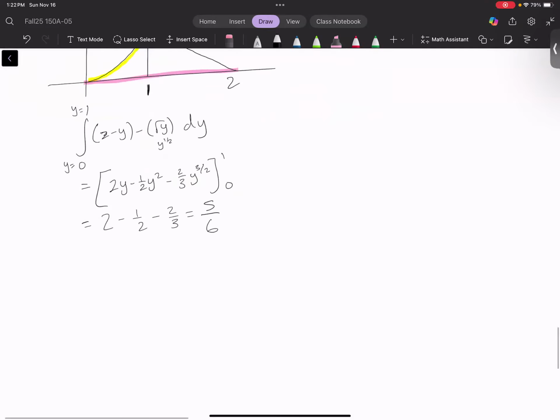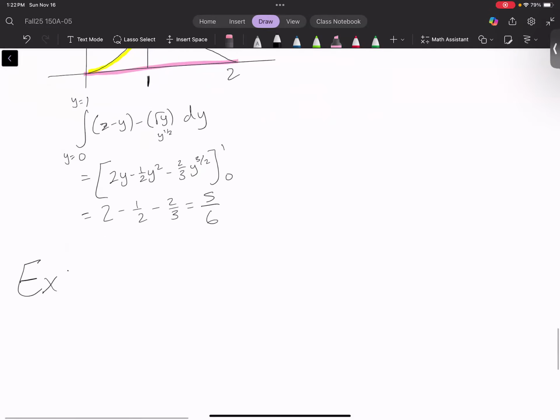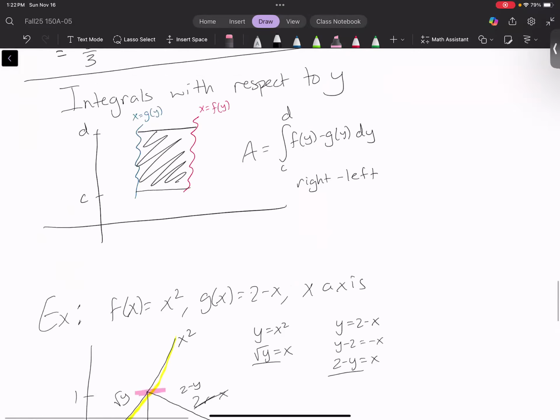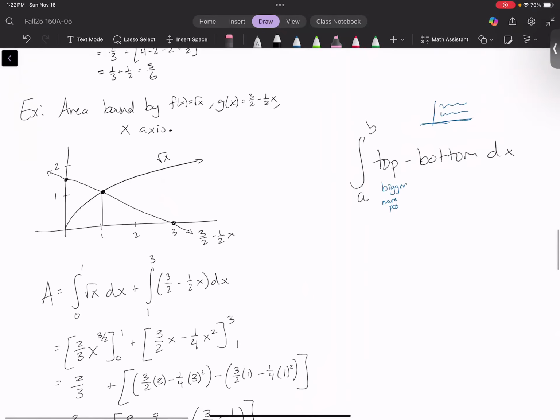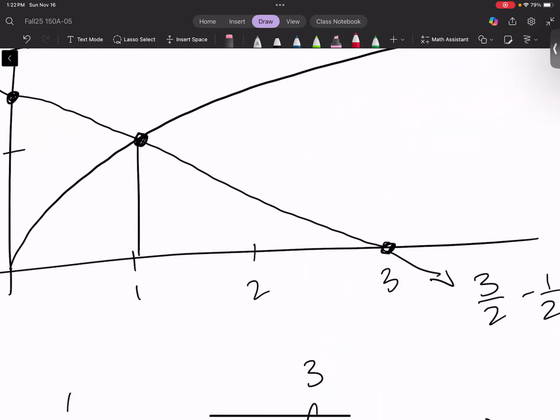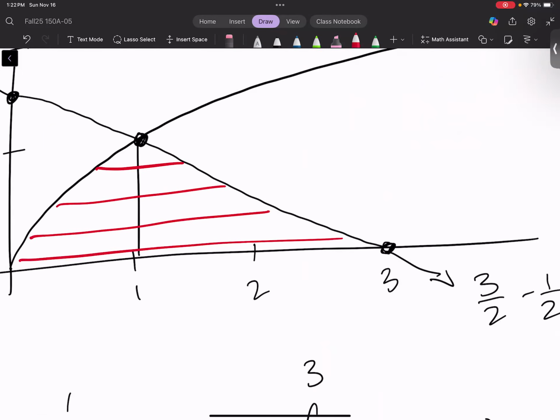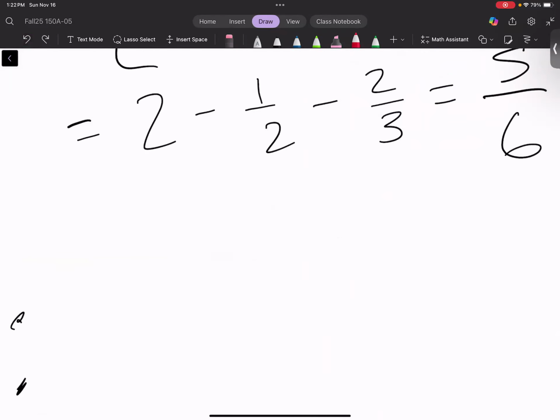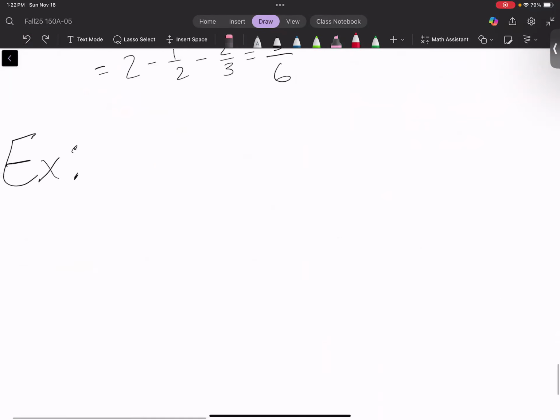It also helps us with the other example we did. So this guy right here. Again, we don't need two integrals anymore. If you look at the horizontal lines, the right and left function is always the same. So it'd actually be better to do this with respect to y.